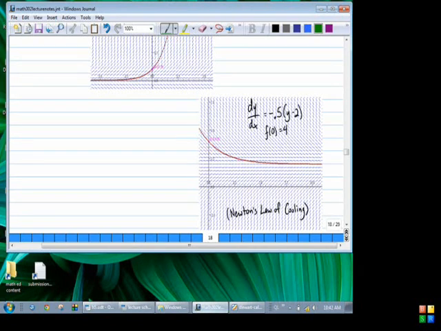And this describes the temperature of an object sitting in, for example, a room or an ambient temperature that's different from its own temperature. So this shows you what happens to the temperature of that object over time as it cools. So that is one example. We'll talk more about applications of this stuff later on. I just wanted to throw one fancy little example at you.